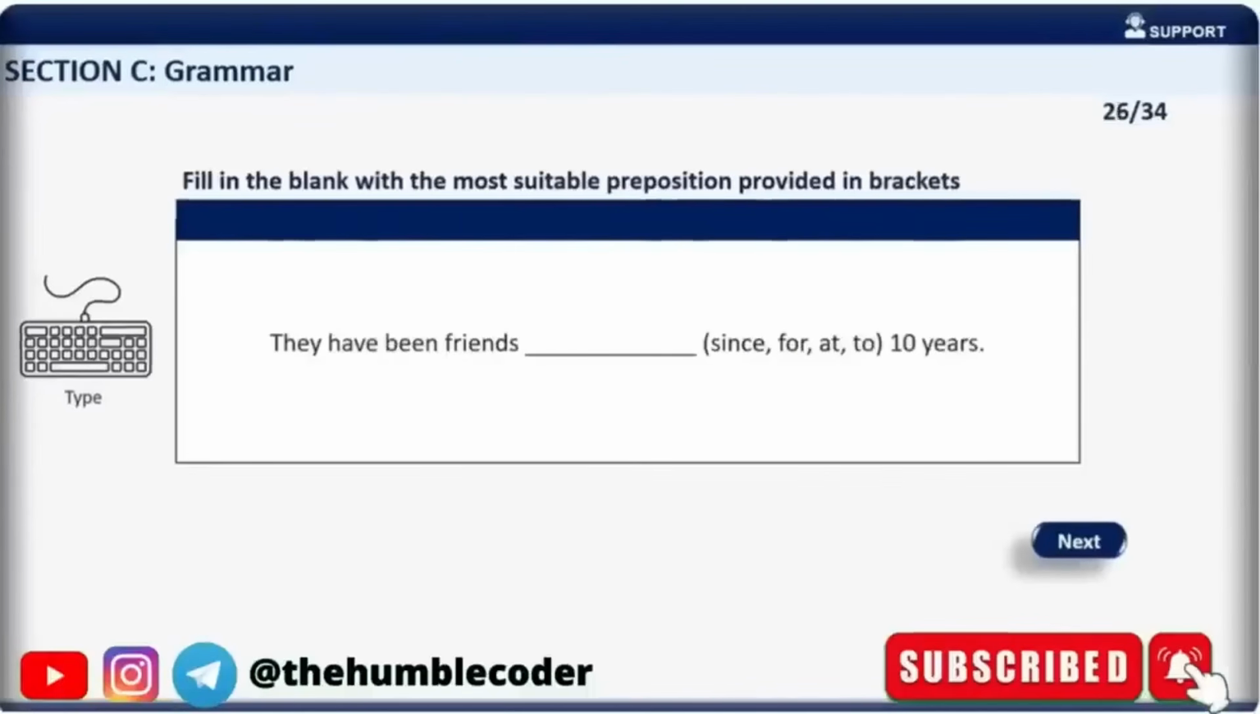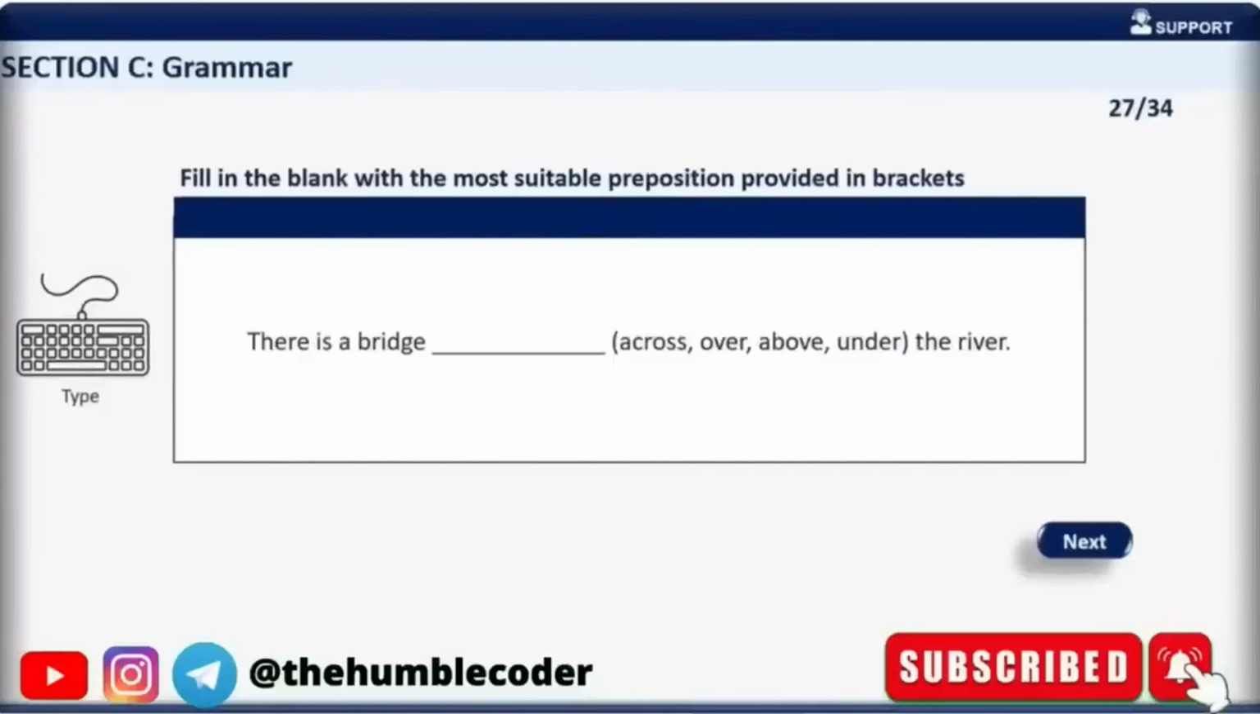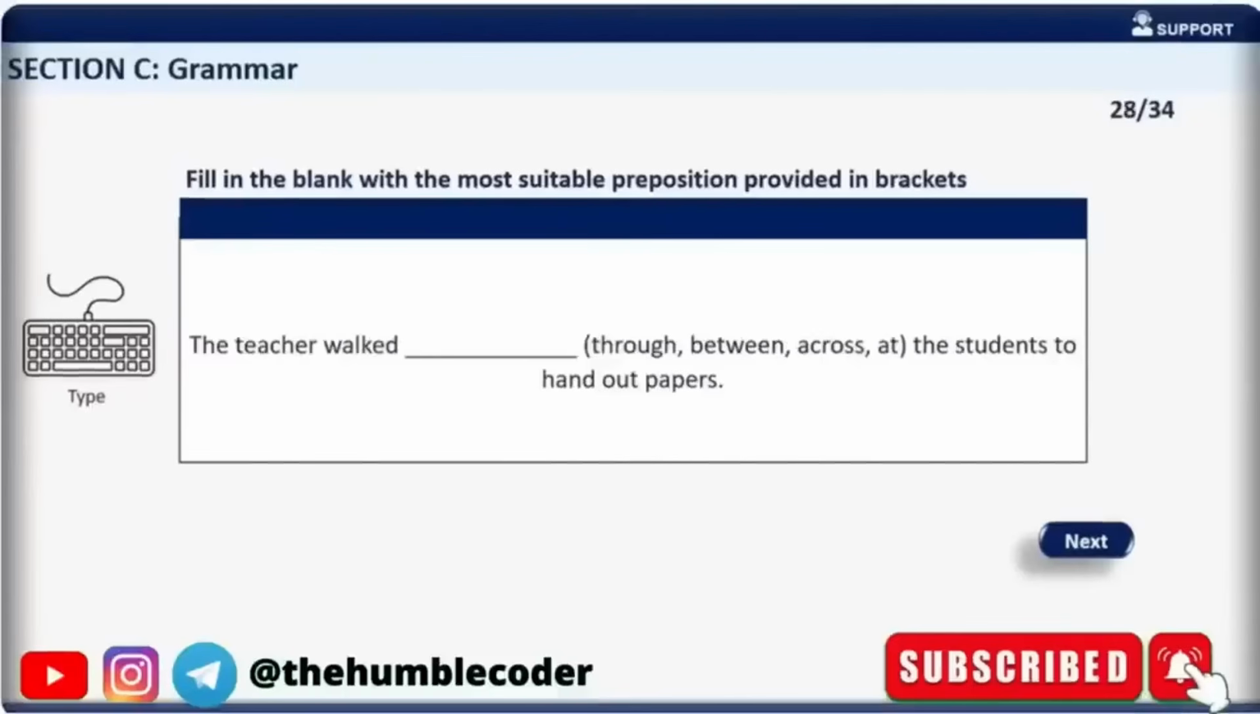Let's move on to the next question now. They have been friends dash 10 years, and the options that we are given are since, for, at, to. The correct answer in this question is going to be for. They have been friends for 10 years. Moving on to the next question now. There is a bridge dash the river. The options that we have are across, over, above and under. The correct answer is going to be, there is a bridge over the river. Let's now move on to the next question.